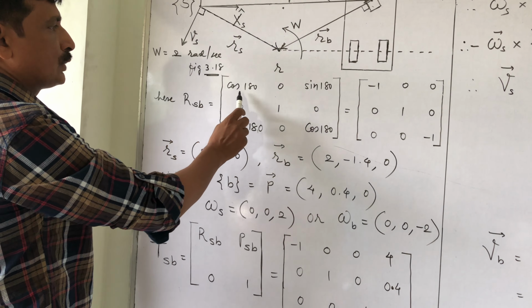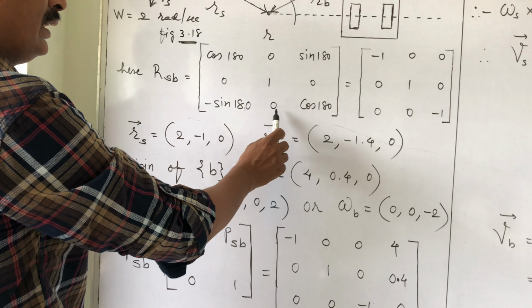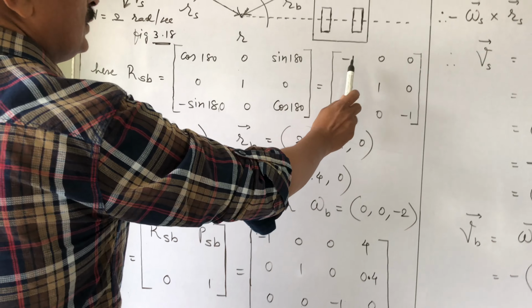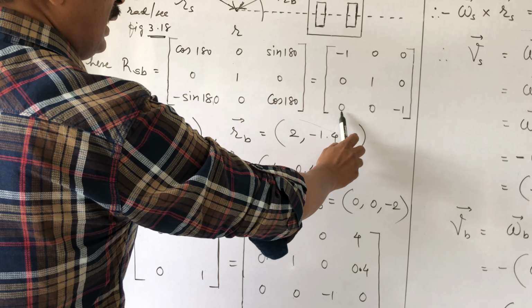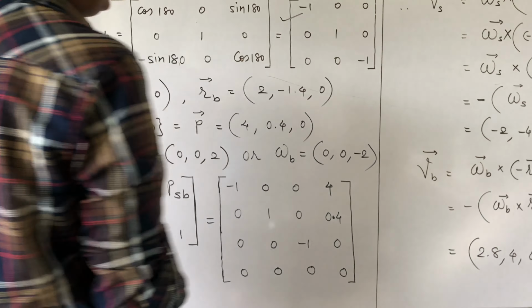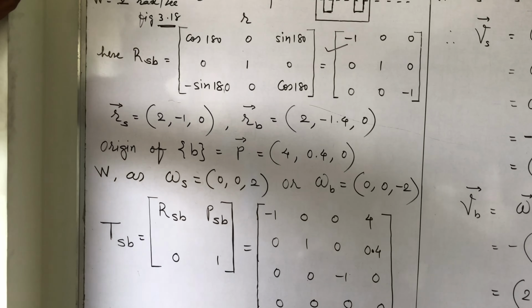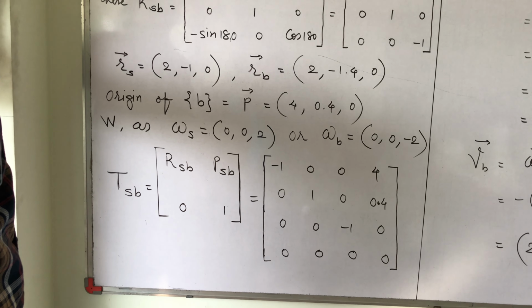So RSB is cos 180, 0, sin 180; 0, 1, 0; minus sin 180, 0, cos 180. So minus 1, 0, 0; 0, 1, 0; 0, 0, minus 1. This is the rotation matrix to convert the point or vector into S frame.